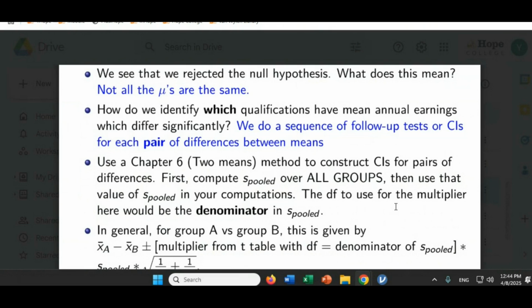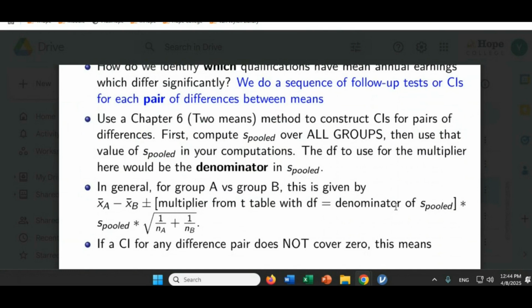Now, the formula for finding the CI for a difference should really not come as a surprise. Have you seen this before? Remember when we compared 2 groups: one mean minus another mean, some multiplier, we'll get to that, S pooled square root of 1 over n plus 1 over n. If you have been doing your homework, which I know this class does, you should have seen this formula so many times when I had you practice things like that. Why do I give you homework? So that these things come more naturally to you. This is the same thing as a CI for comparing two means.